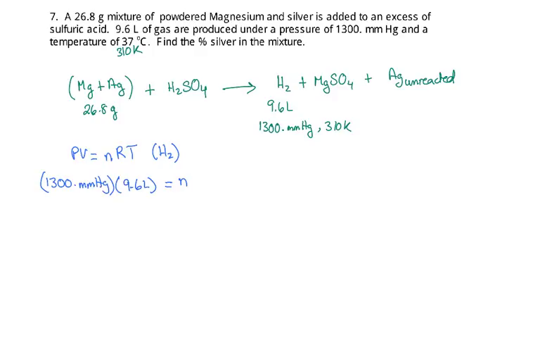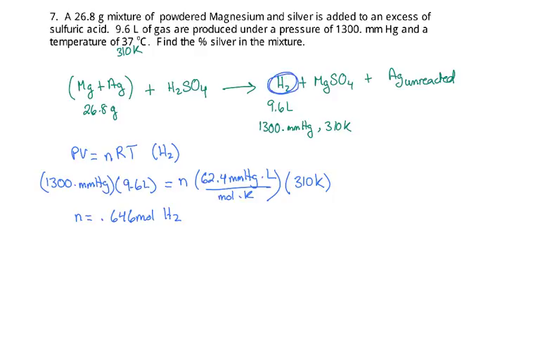So n is what we're solving for. For R, since our pressure is in millimeters of mercury, we want to use 62.4 millimeters of mercury times liters over mole Kelvin. Temperature, we said, was 310 Kelvin. If you solve for that, you end up with 0.646 moles of hydrogen.